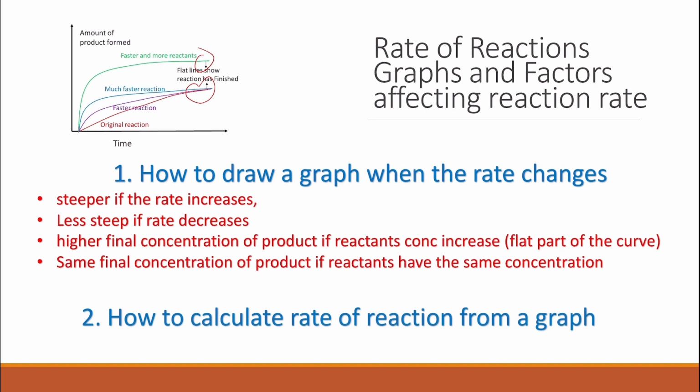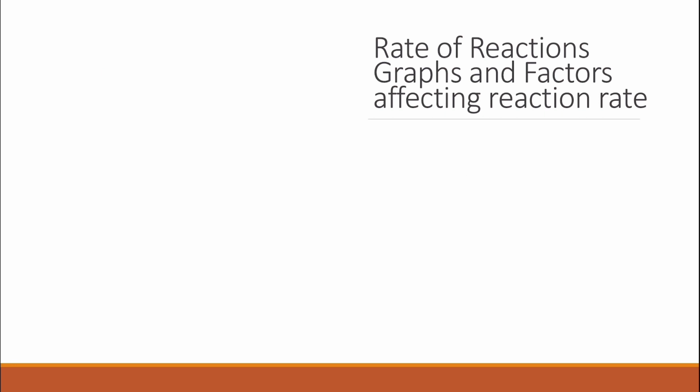And then how to calculate the rate of the reaction from the graph. Remember that to do that, you need to draw the tangent at a particular time and then calculate the slope of that tangent, and that will be the rate of the reaction from the graph. This is very common in the exam.